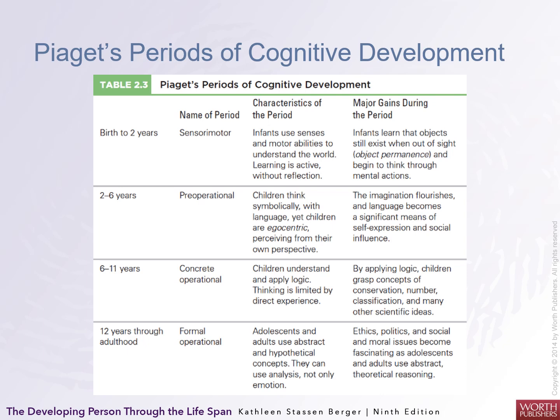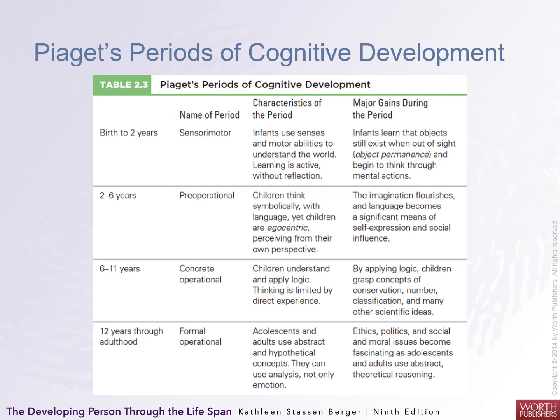The 4 stages that Piaget talked about include the sensory motor stage, where life revolves around sensing and moving. And of course, this is really important in the first 2 years of life. The pre-operational stage between 2 and 6, when children begin to think symbolically and use language. They become very egocentric. We can talk about this later if you'd like.